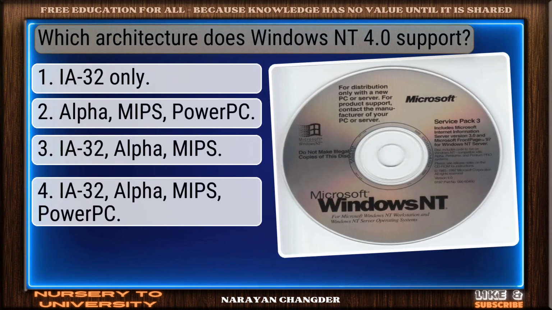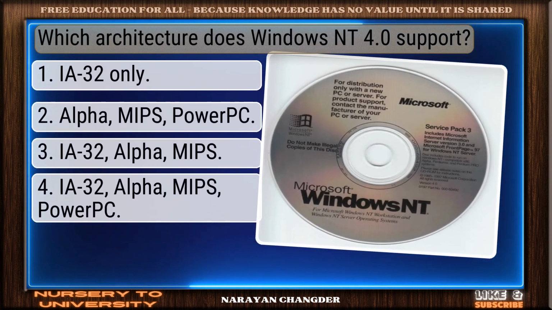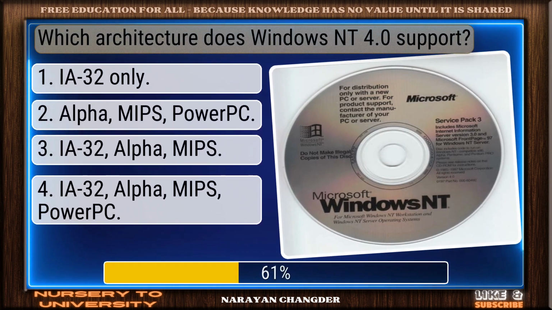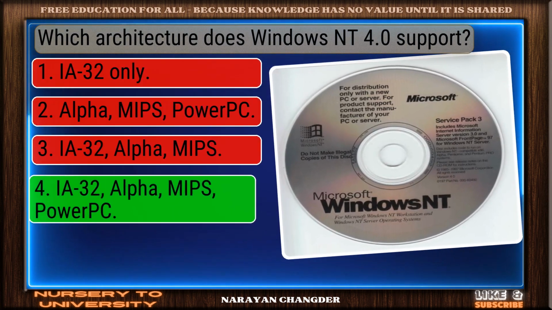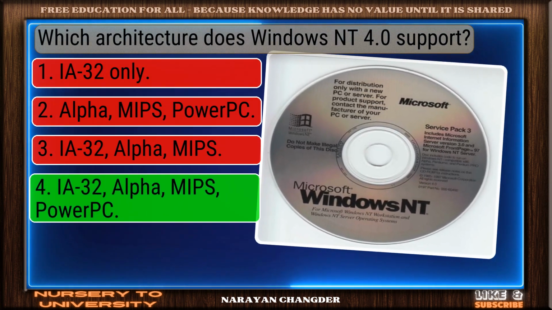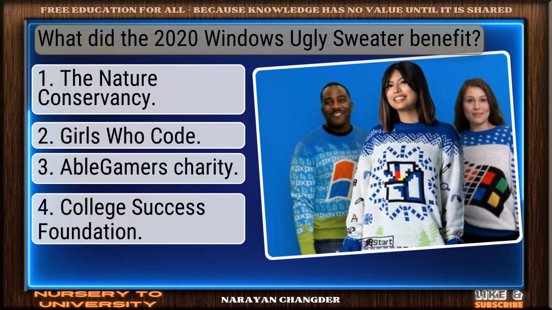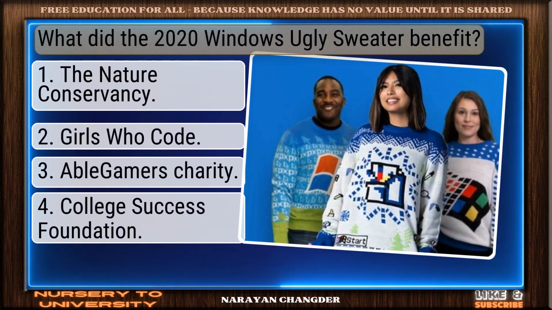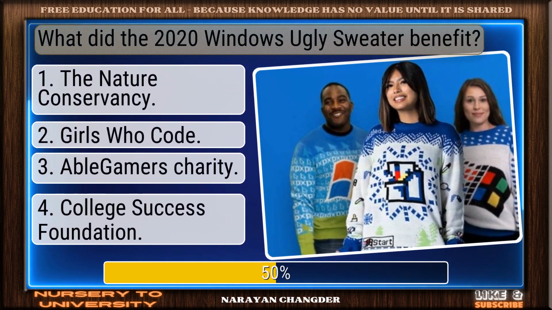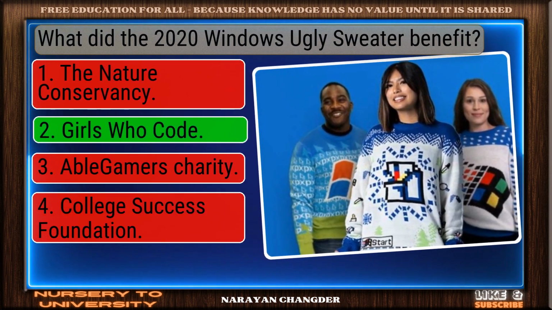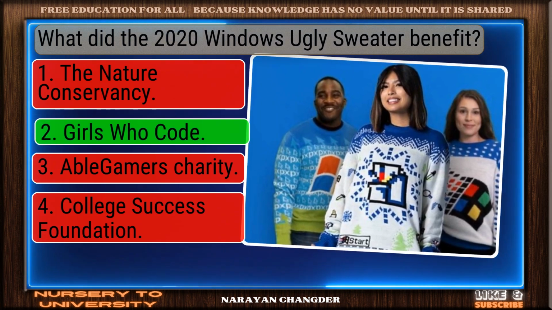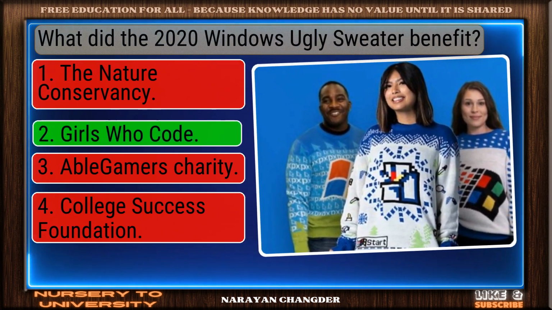Question number 11. Which architecture does Windows NT 4.0 support? Correct. IA32, Alpha, MIPS, PowerPC is the right answer. Question number 12. What did the 2020 Windows Ugly Sweater benefit? Sharp thinking. Girls Who Code is the right choice.